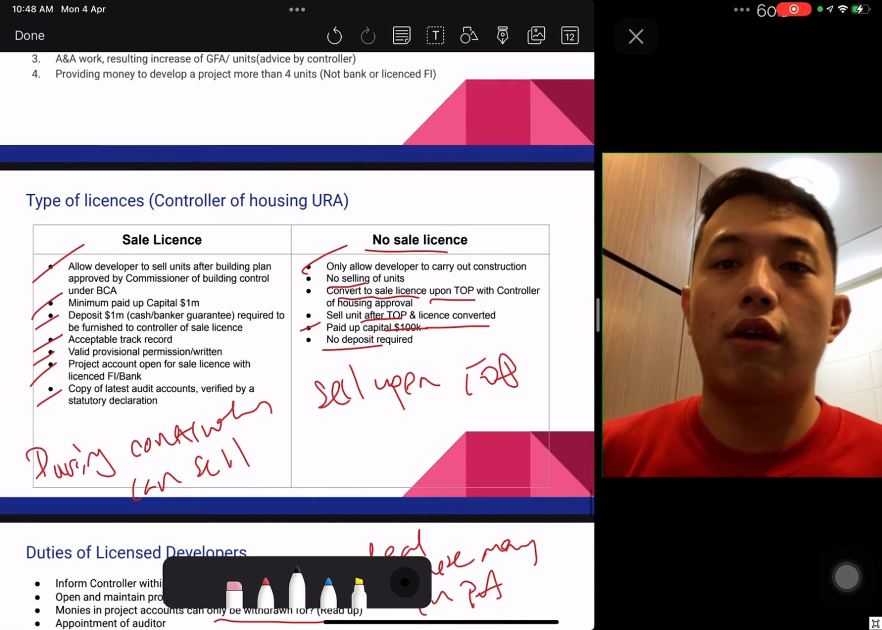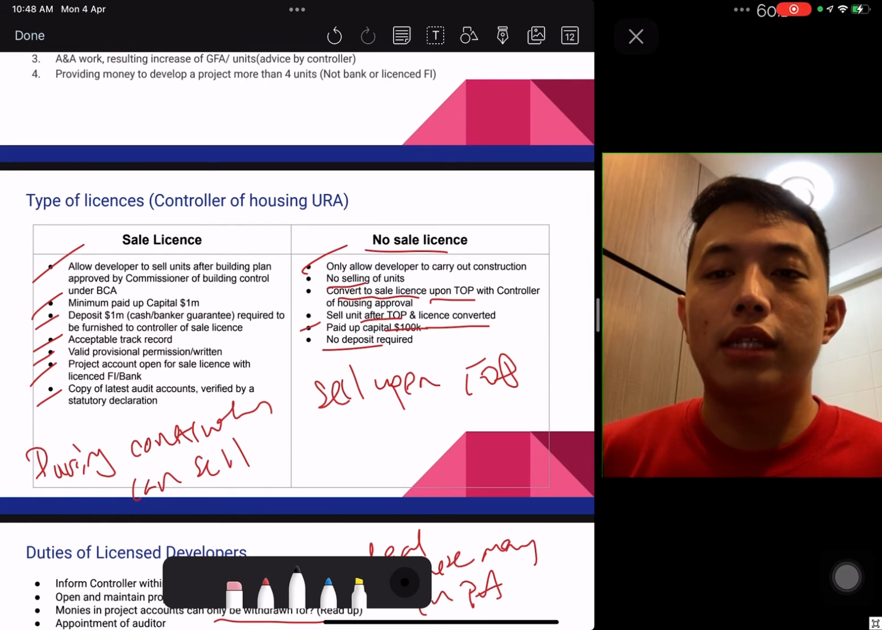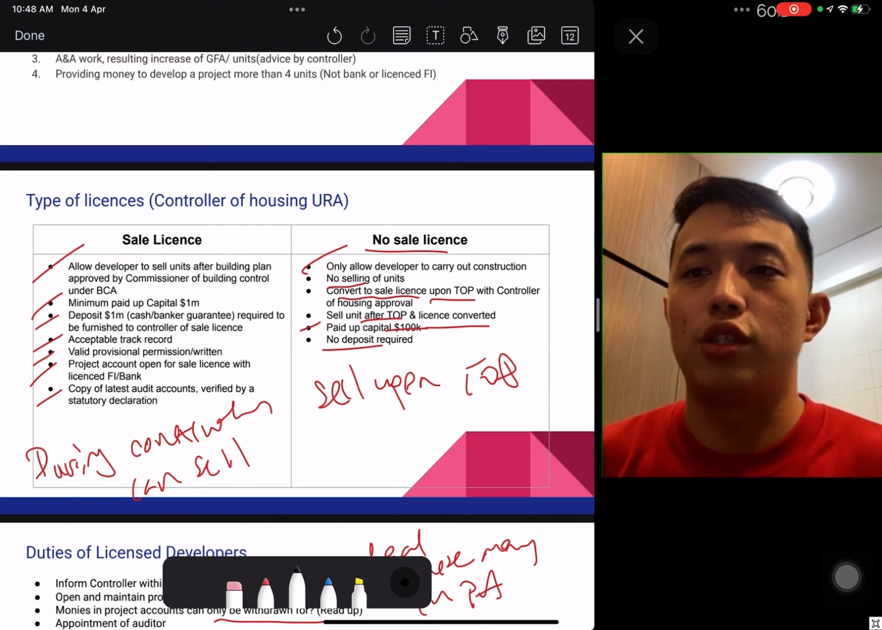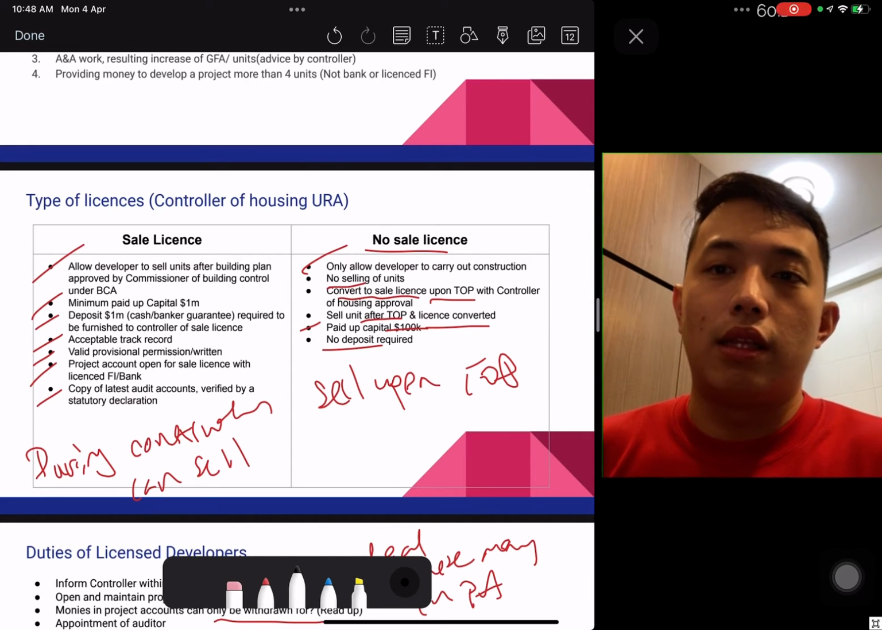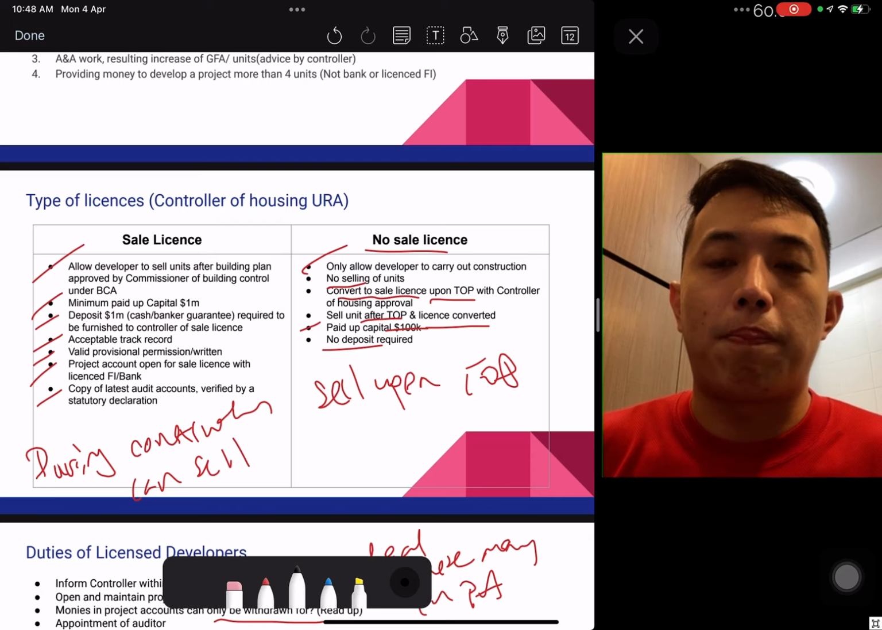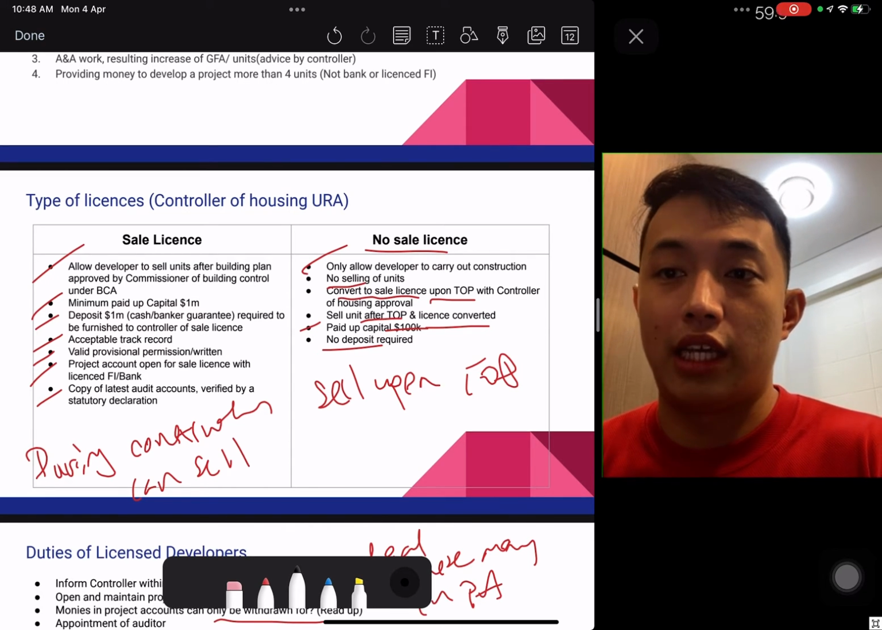Okay, there will be two types of license, sales license and no sales license. So with a sales license, you can sell while under construction. With a no sales license, you can only sell after TOP. For the deposit, the deposit and paid-up capital for the sales license is 1 million. For the no sales license, it is 100k.